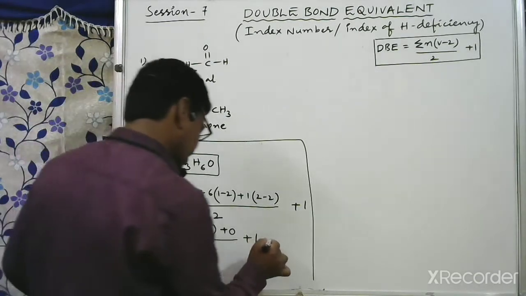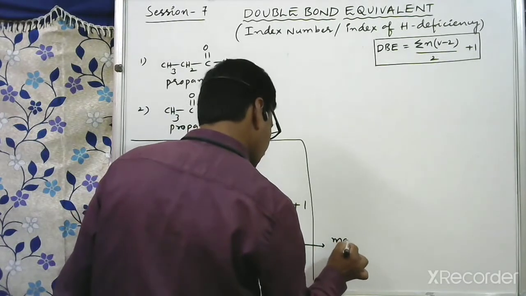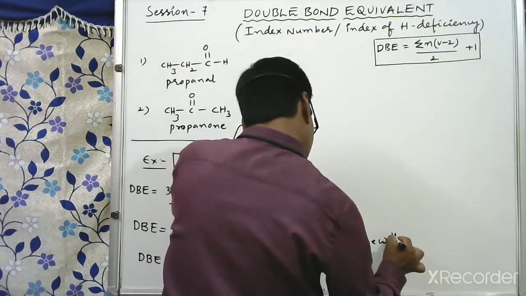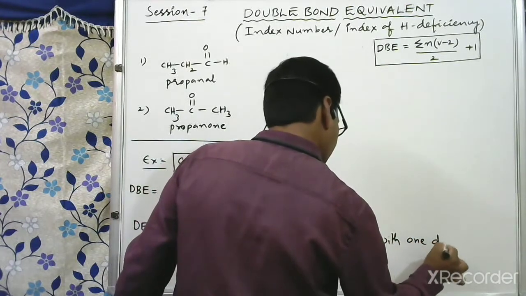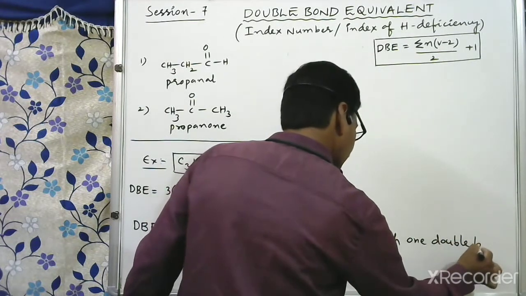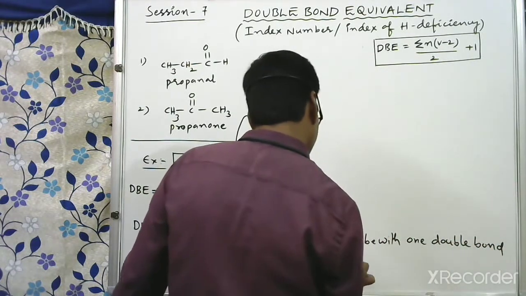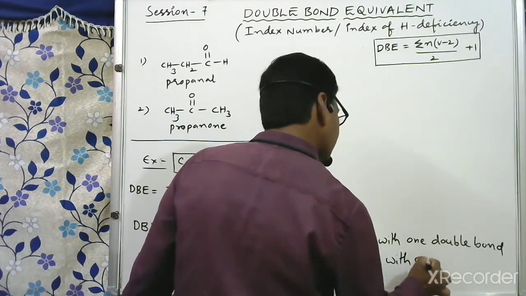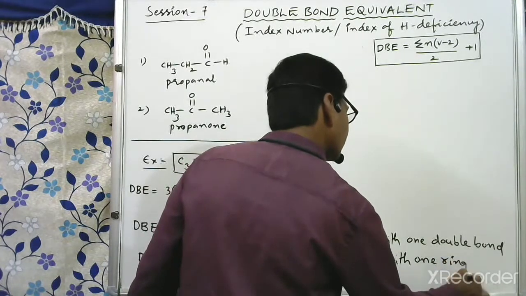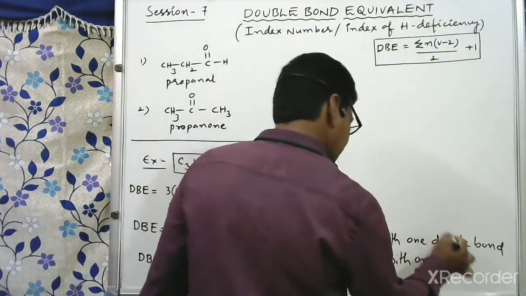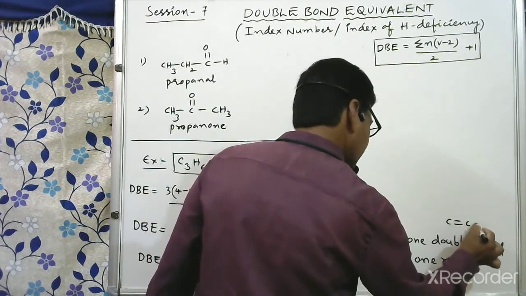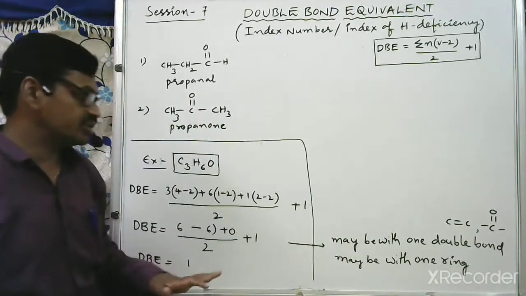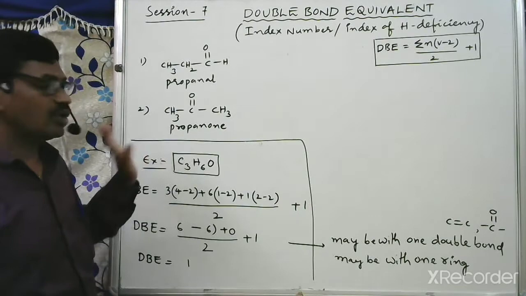See here, from this, first of all, what we have tried, this you should know. It may be with one double bond, or it may be with one ring. This double bond may be between carbon and carbon, or it may be between carbon and oxygen also. Like this also we can write. So by using those we have to try. I got two compounds here.